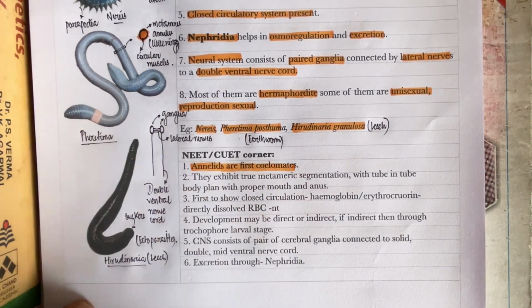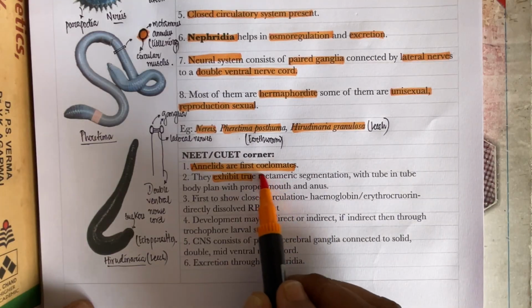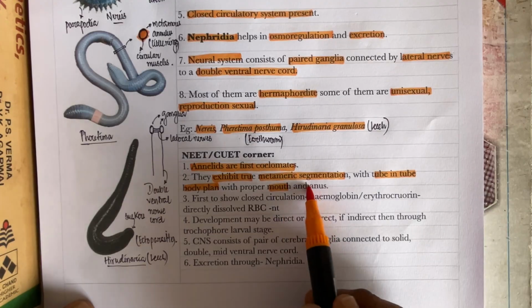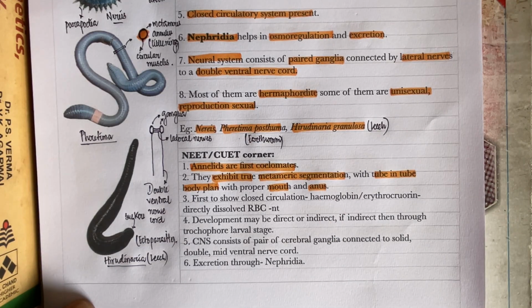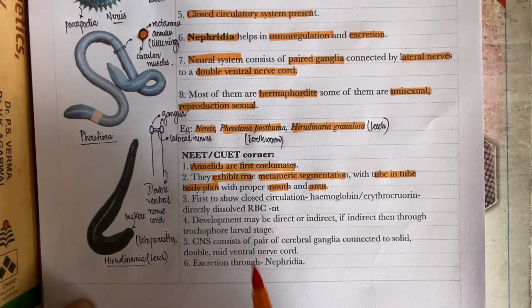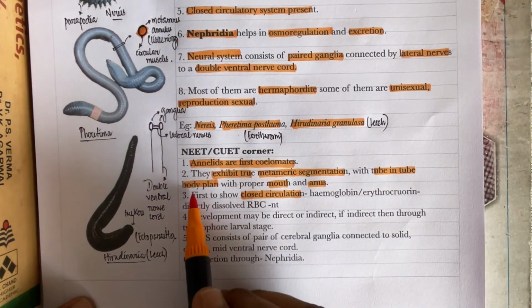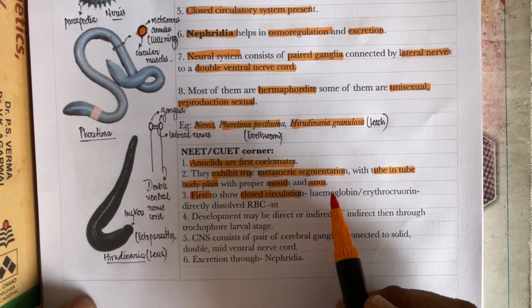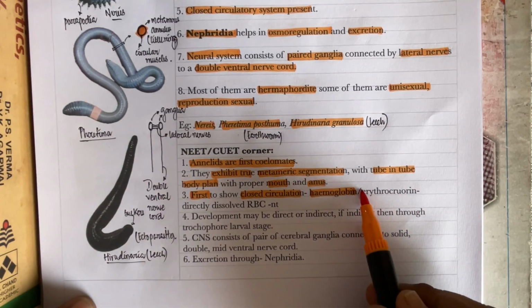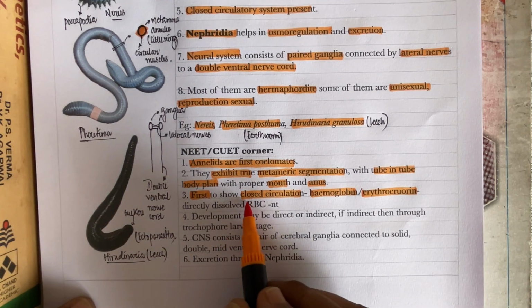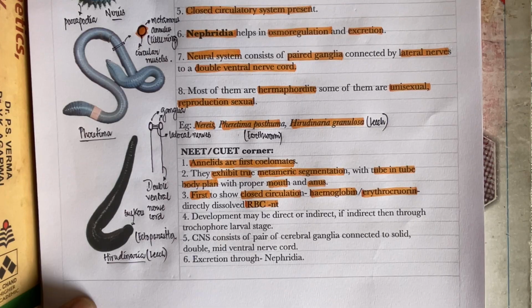Annelids are the first coelomates. They exhibit true metameric segmentation with a tube-in-tube body plan with proper mouth and anus. Segmentation होता है, tube-in-tube body plan है, मतलब elementary canal complete है with a proper mouth and anus. They show closed circulation. ये point बहुत important है. They were the first one to show the closed circulation where they have hemoglobin or erythrocruorin, that is the pigment that carries oxygen in them, and they are directly dissolved. RBC is not present. RBC is absent in them.